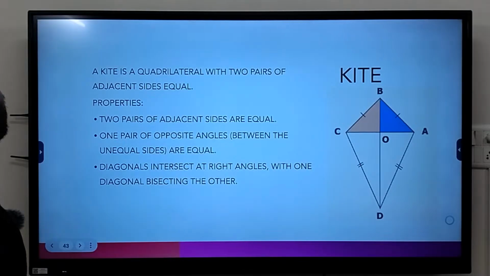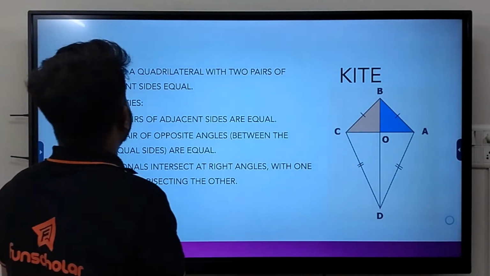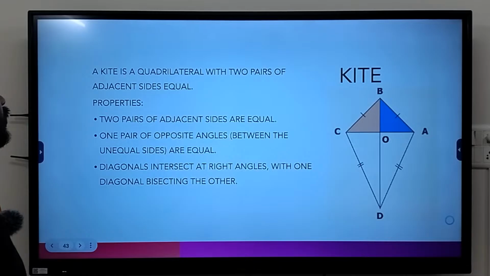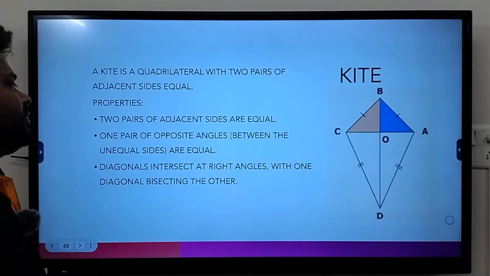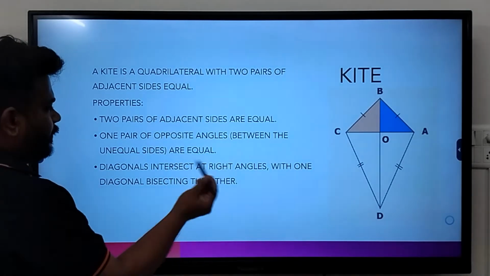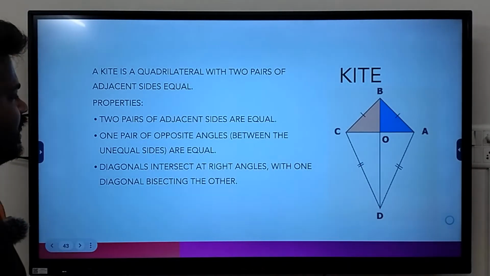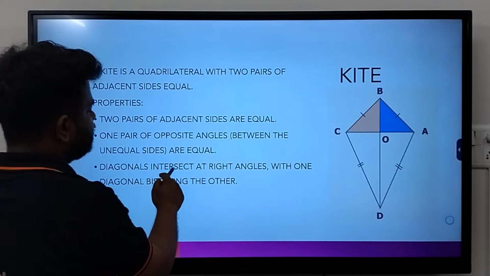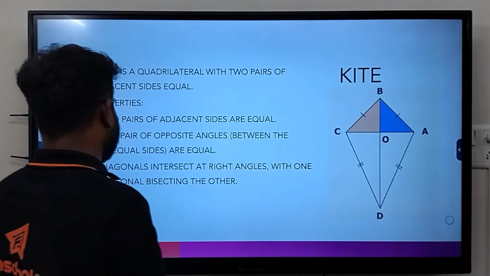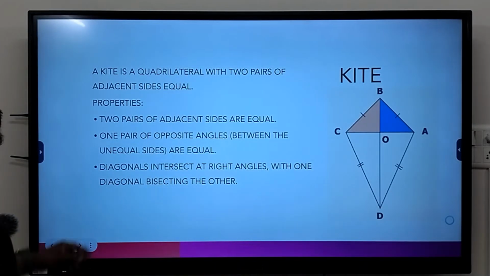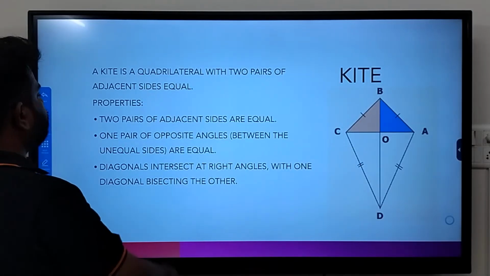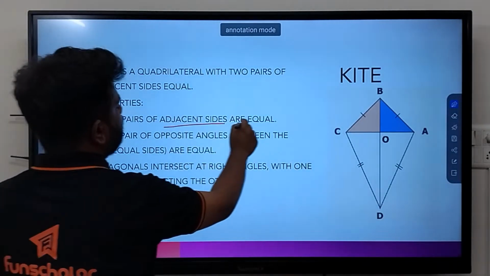Okay, a kite is a quadrilateral with two pairs of adjacent sides equal. The properties are: two pairs of adjacent sides are equal, one pair of opposite angles between the unequal sides are equal, and diagonals intersect at right angles with one diagonal bisecting the other. The first one is two pairs of adjacent sides are equal.